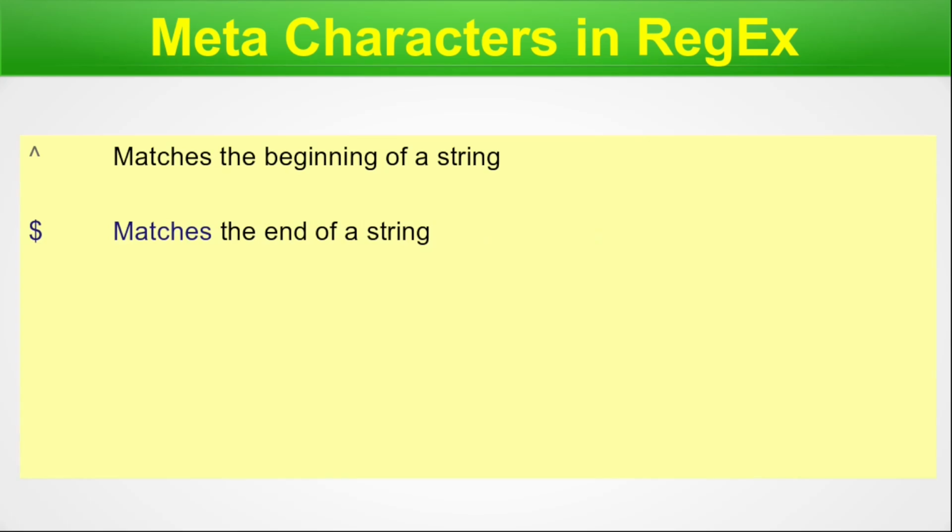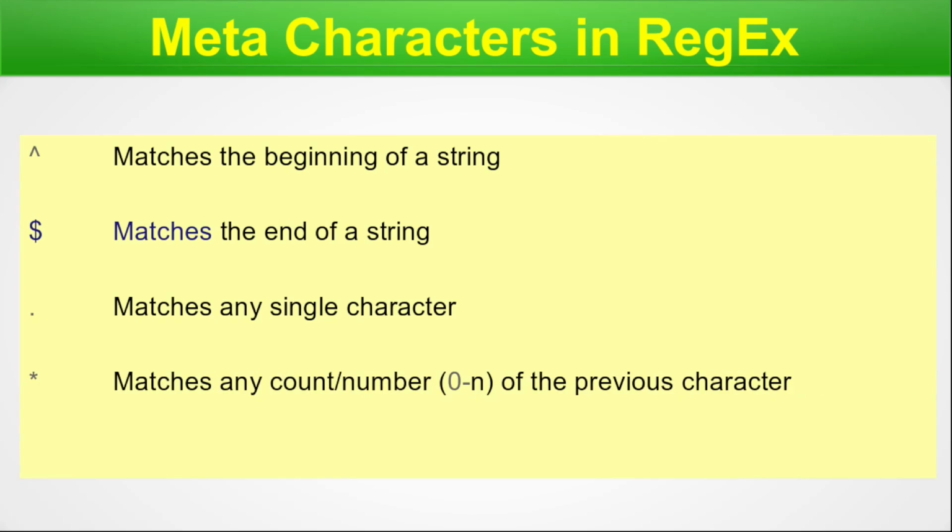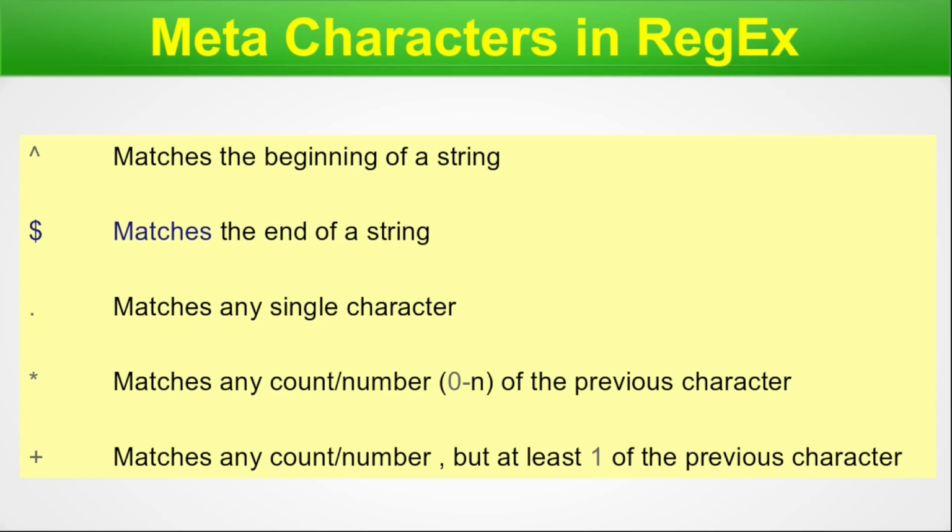Metacharacters in regular expressions. Before proceeding any further, I would like to mention that metacharacters are very important in regular expressions. Let us brush up the knowledge once more. Caret matches the beginning of a line. Dollar matches the end of a string. Dot matches any single character, that is any alphabet or any numeric character. Star matches the count, that is 0 to n, of the previous character after which this star is placed. Plus matches any count but at least one of the previous character.